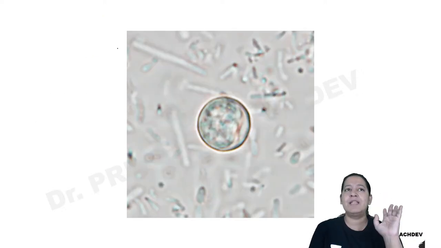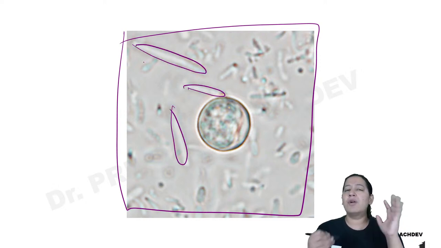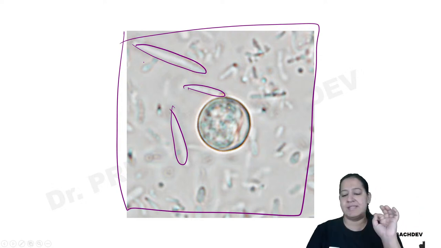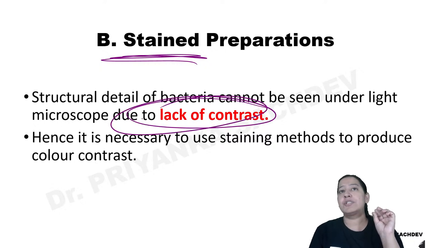It will be like this. Can you see the slide is transparent, the background? See, the bacteria are also transparent. These are the bacteria, and these are also transparent. So it is not very good contrast. But if they are moving, we can see them. Give me a thumbs up. So that's why we require staining, because of the lack of contrast.